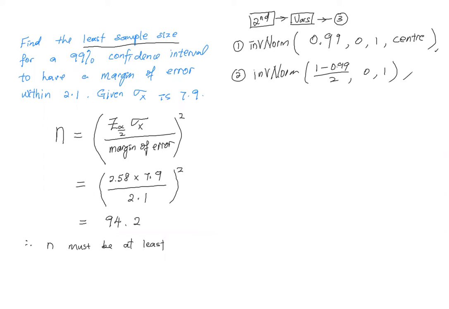Kelvin, give me the answer. 94, right? Kelvin, do you know the meaning of round up? Here is 94. Here is 95. 94.2 is here. Round up. This is called up. So, Kelvin, n must be at least? 95. Yes. That is the meaning of round up.